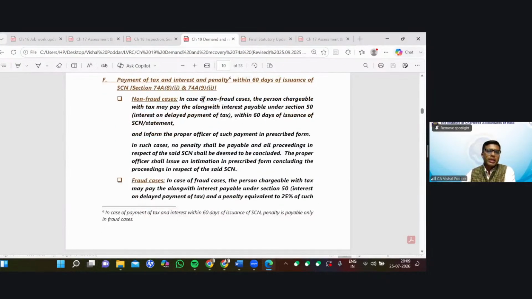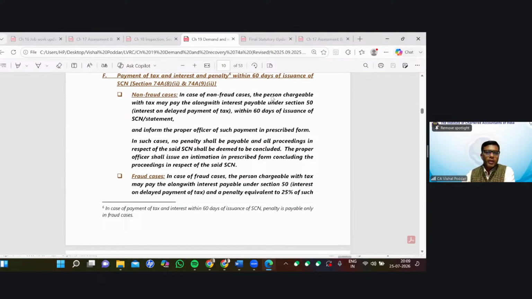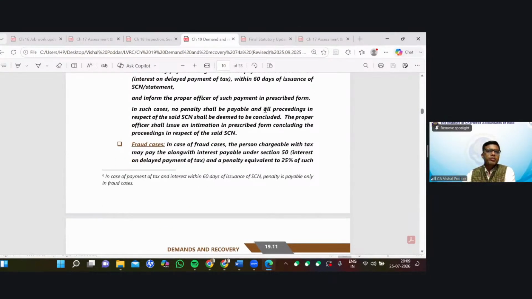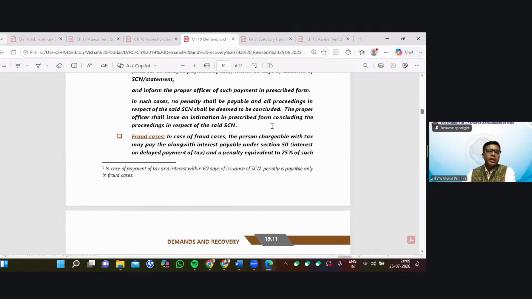Now, payment of tax and interest within 60 days of issuance of show cause. One was before issuance of show cause; now show cause is issued, and within 60 days of that, if you are paying. So in non-fraud cases, the person chargeable with tax may, along with interest under section 50, within 60 days of issuance of show cause pay the amount of tax and interest and inform the proper officer. In such cases, no penalty is payable and all proceedings shall be deemed to be concluded.